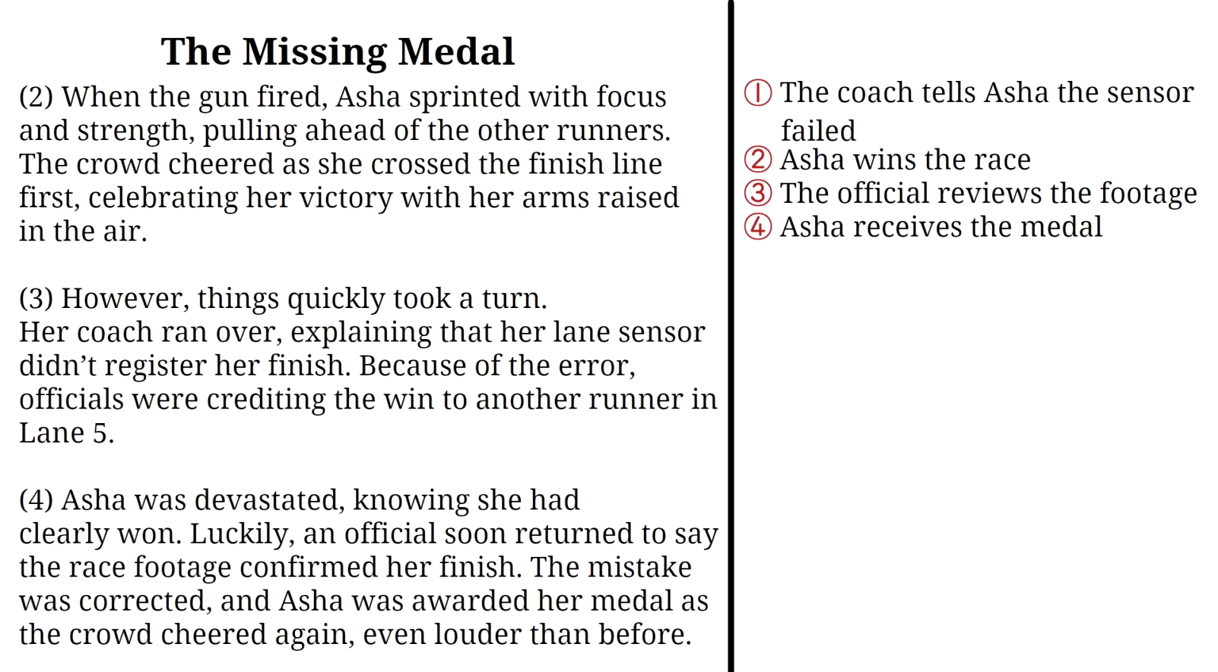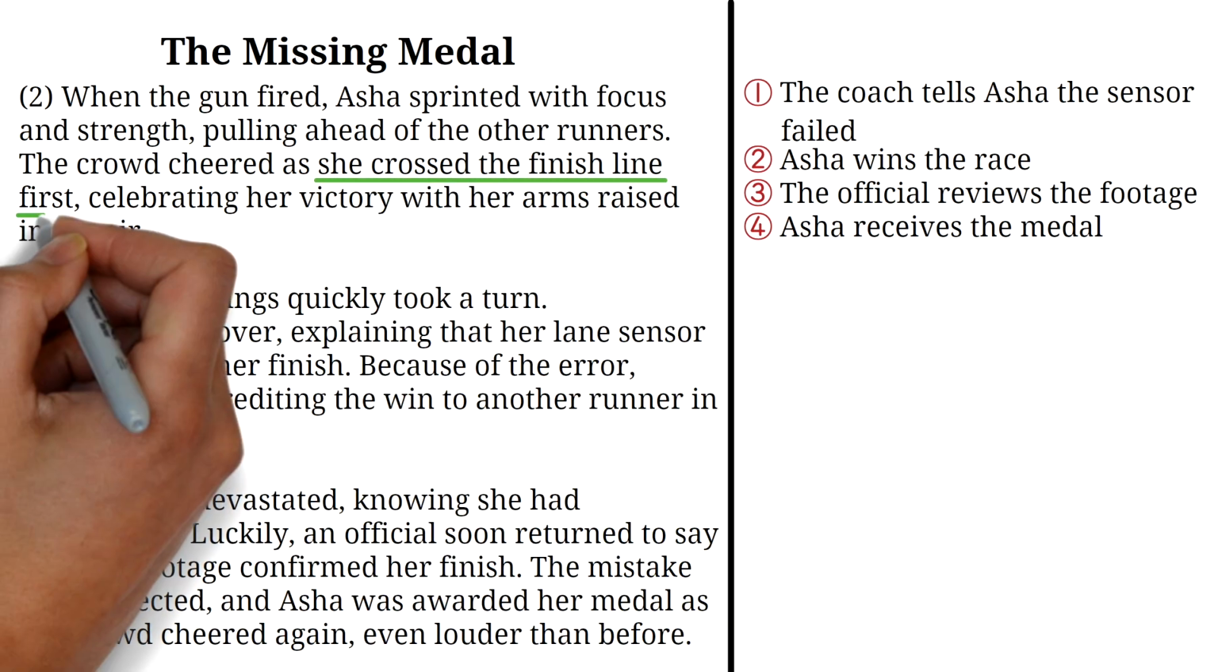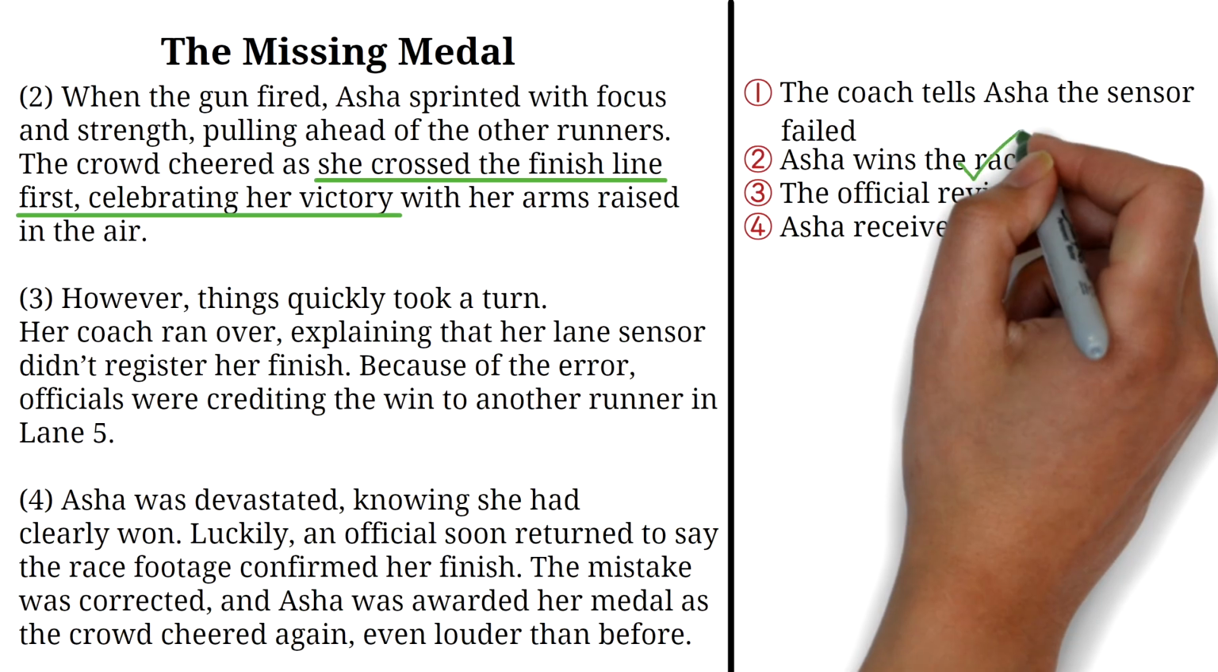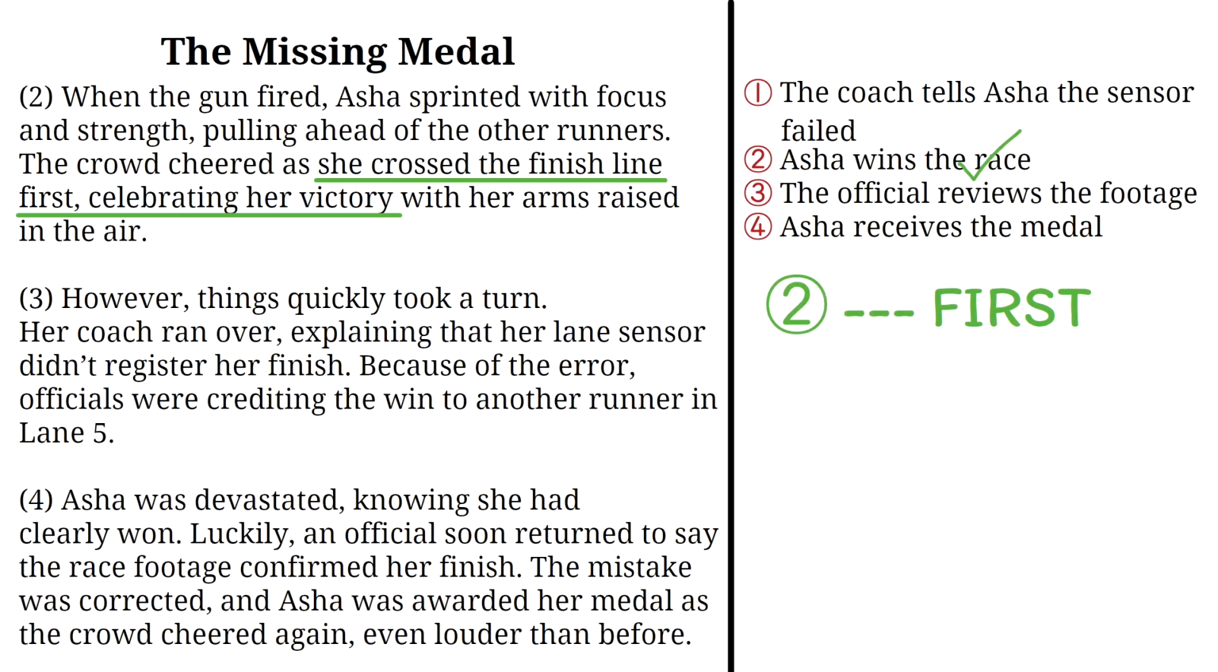Let's start with our first major action. So when we look through our passage in paragraph 2, the first major action is when the main character, Asha, finished first in the race. Notice that the major action is also part of the list, tagged 2. Now let's find the final outcome in the passage. This is usually seen in the last paragraph of the text. So when we look through our passage in paragraph 4, the final outcome is when Asha won her medal. Notice that the final outcome is also part of the list, tagged 4.